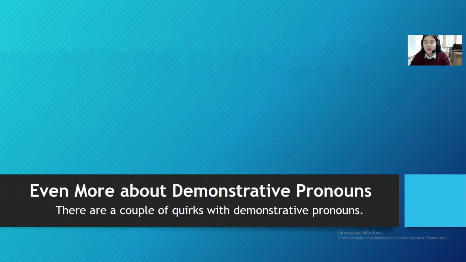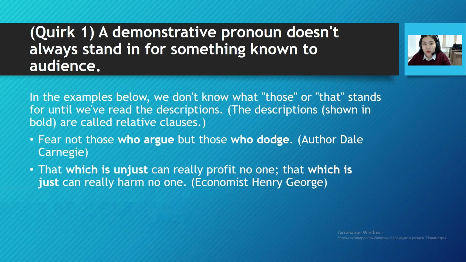Even more about demonstrative pronouns. There are a couple of quirks with demonstrative pronouns. Quirk one: a demonstrative pronoun doesn't always stand in for something known to the audience. In the examples below, we don't know what this and that stand for until we have read the descriptions. Fear not those who argue, but those who dodge. That which is unjust can really profit no one. That which is just can really harm no one.